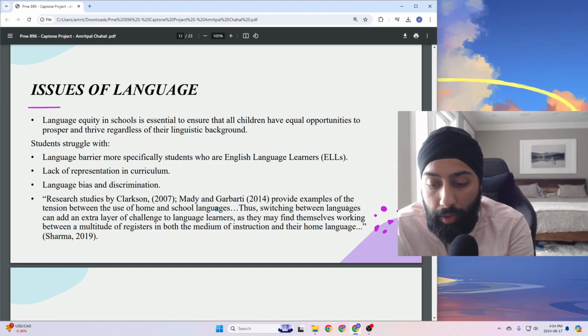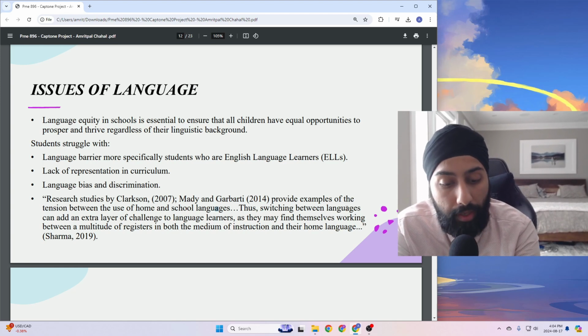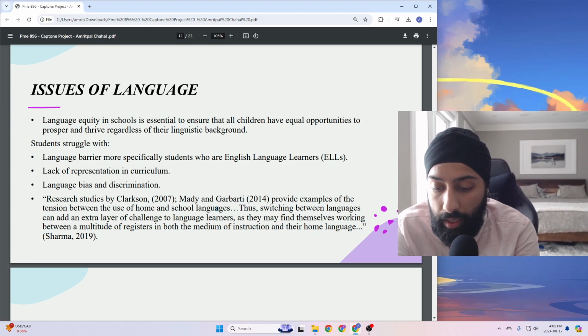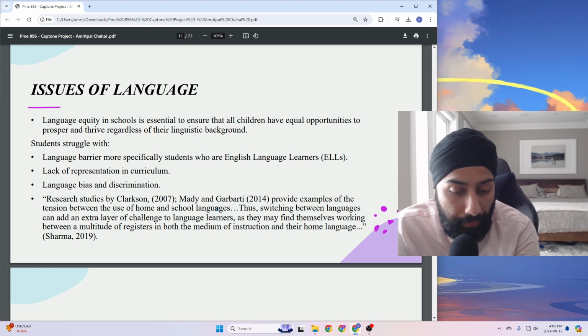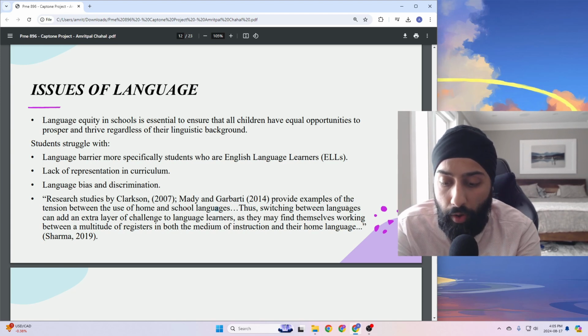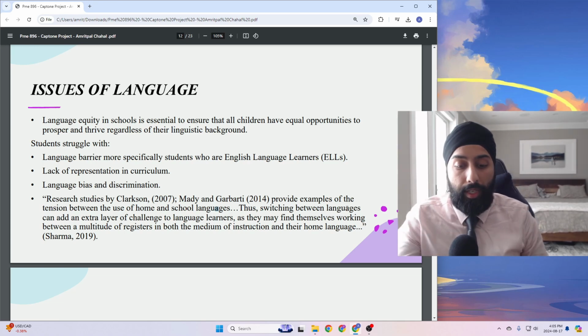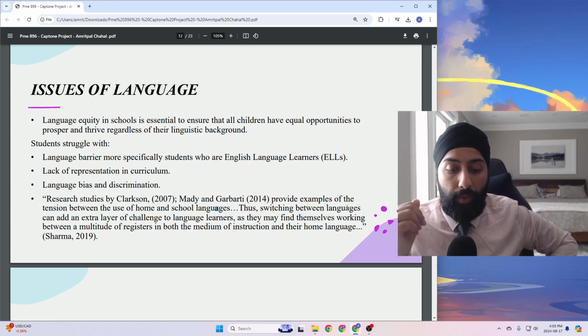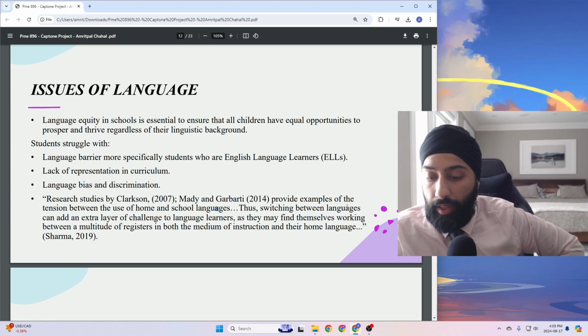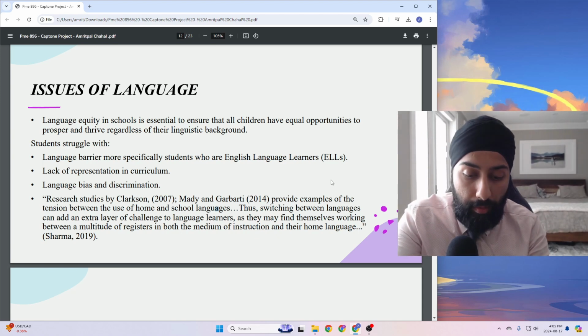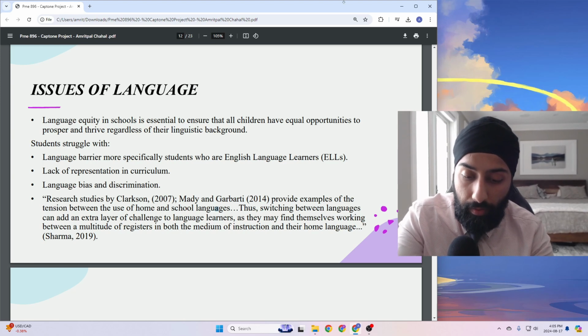Sharma cites multiple researchers about the struggle of multilingual homes. She states research studies by Clarkson, Maddie, and Garbardi provide examples of the tensions between the use of home and school language. Thus, switching between languages can add an extra layer of challenge to language learners as they find themselves working between a multitude of registers in both the medium of instruction and their home language.